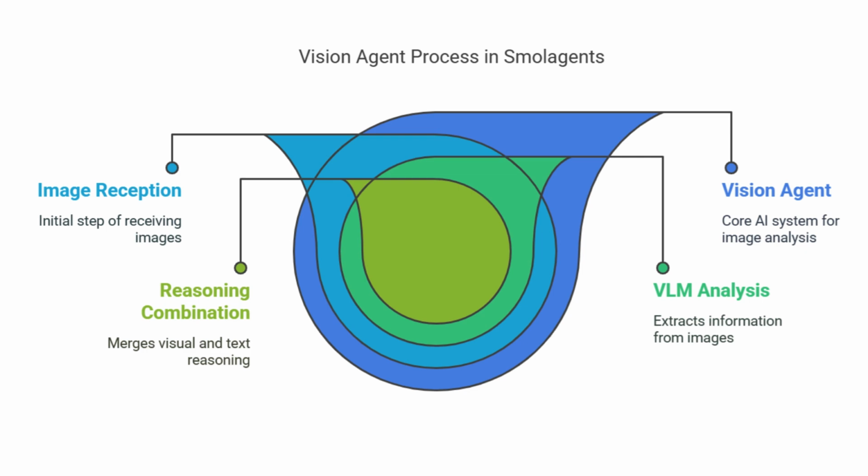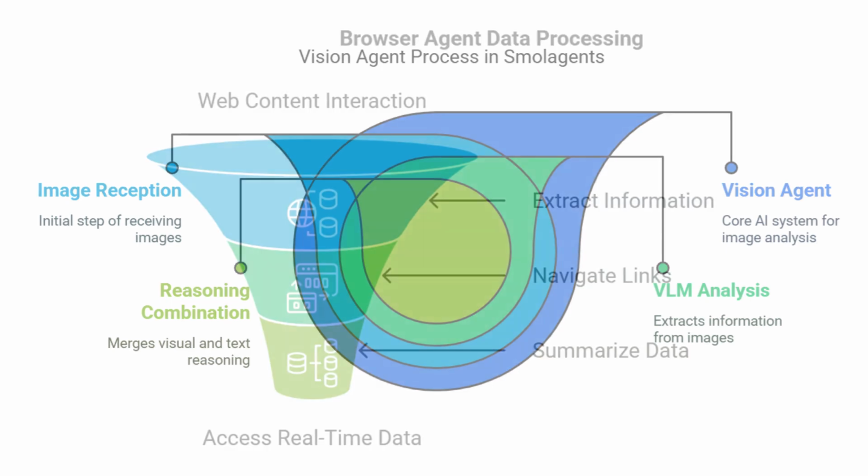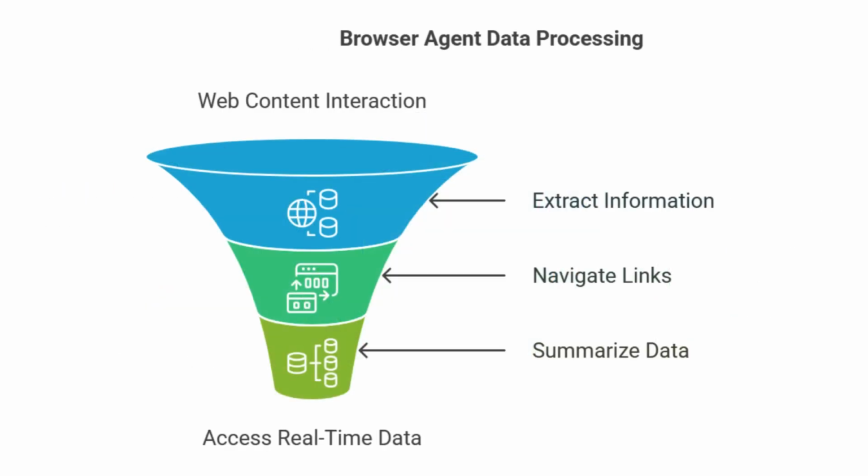What are browser agents? While vision agents help AI process and understand images, browser agents allow AI to interact with web content, helping extract, analyze, and navigate online data. A browser agent can extract information from web pages, including text, images, and tables, or follow links and navigate through multiple web pages, or summarize articles or scrape important data from websites. Unlike traditional AI models that rely on static knowledge, browser agents can access real-time information from the internet. This makes them extremely powerful for applications that require live data.